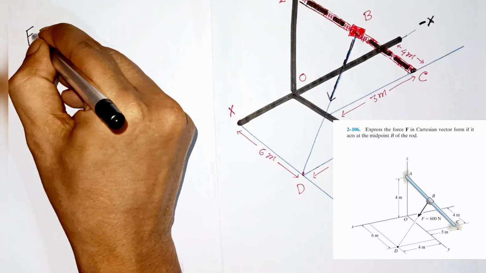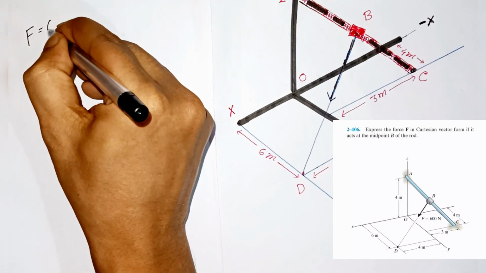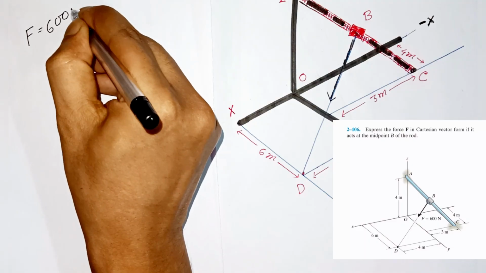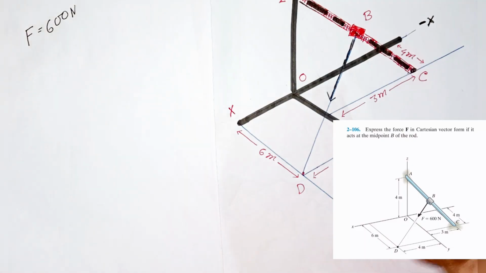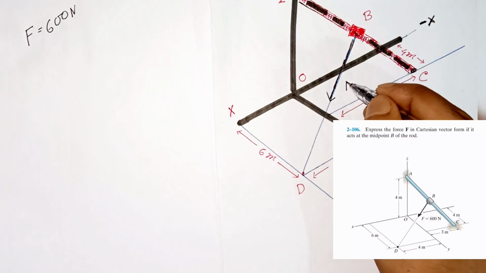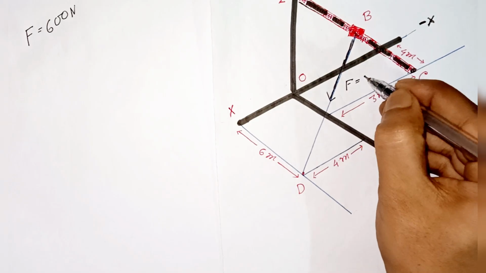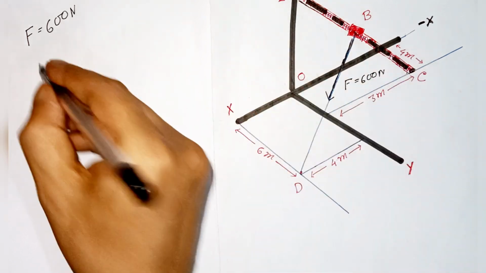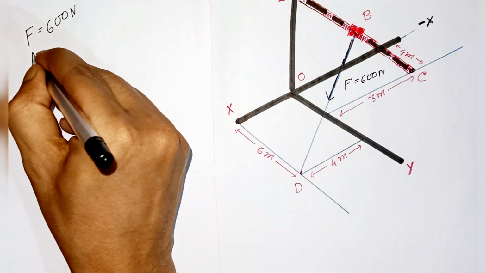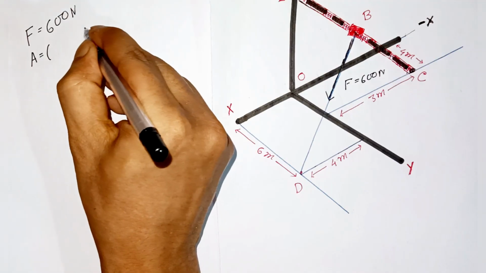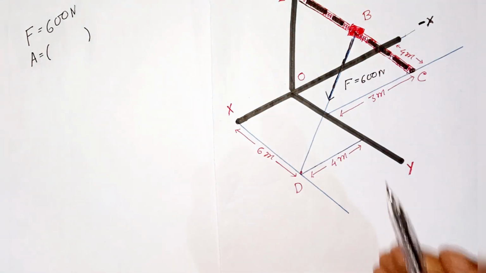In this problem, vector F has a strength of 600 Newton. Basically, the question gives F vector equal to 600 Newton. From the diagram, we will find the coordinates of A, B, C, D. Basically, we have to find the coordinate points of A, B, C, D.